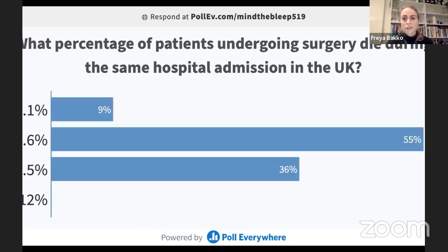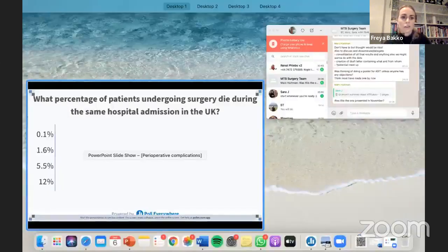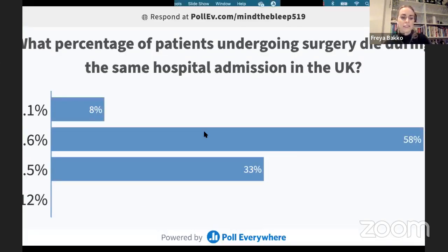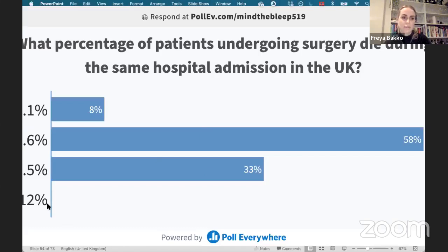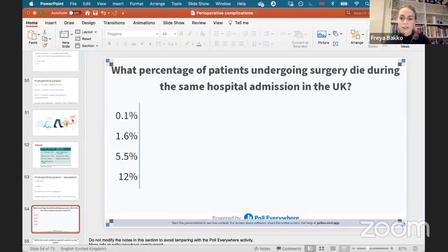Right, so we sort of missed this question a little bit. I'm not sure if you can see it, so I'll just close the presenter view. But the question is, what percentage of patients undergoing surgery die during the same hospital admission in the UK?